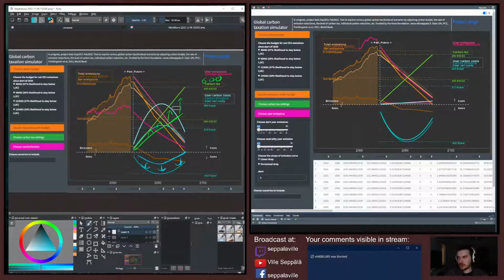But it could also maybe show some kind of prompt that if you make the tax higher, it is more probable that you keep within the emission targets.